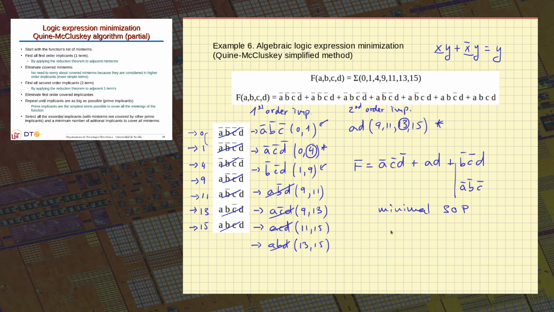So this is not a very rigorous demonstration, but it can be demonstrated that there does not exist any other expression that has fewer terms or more simple terms because of the way we have implemented the method.